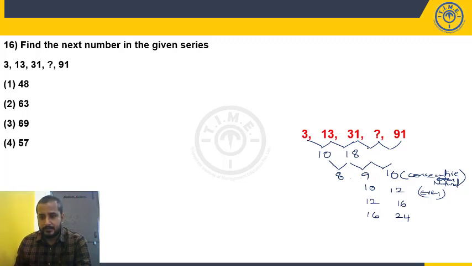Let's see. If it is 8 and 9 and 10: 18 plus 9, 27. 27 plus 10, 37. Okay. 31 plus 27 is how much? 58. 58 plus 37 is definitely not 91. So this is wrong.